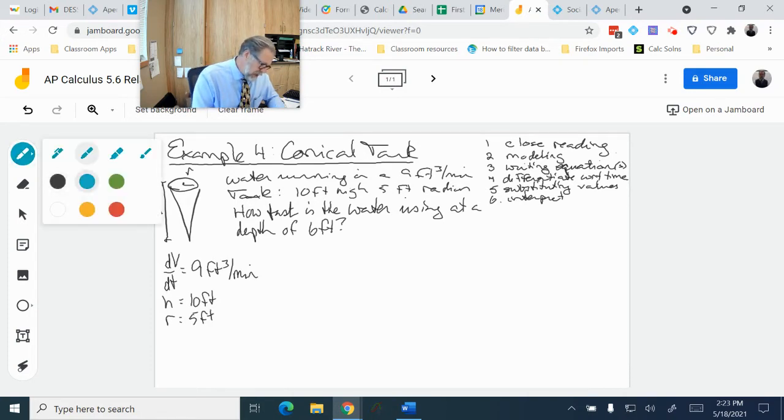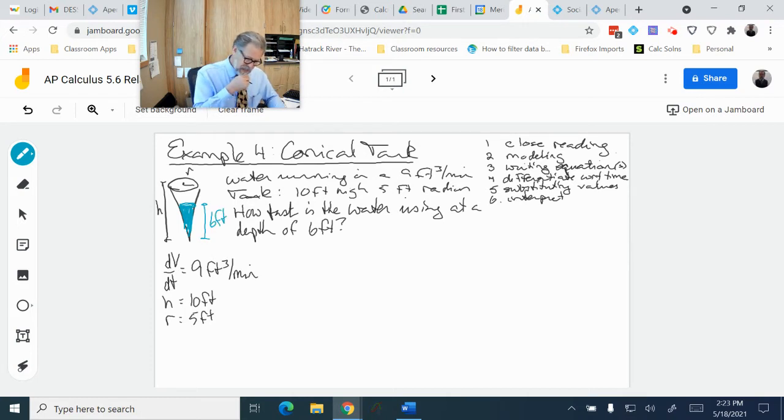But now I've got another situation here where I have the actual water in the tank, which is also going to be conical. And this is 6 feet. And I'm interested in, let's call this small d depth. I'm interested in when small d is equal to 6 feet, and I want to know the derivative of d with respect to time.